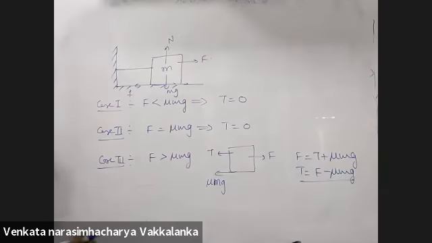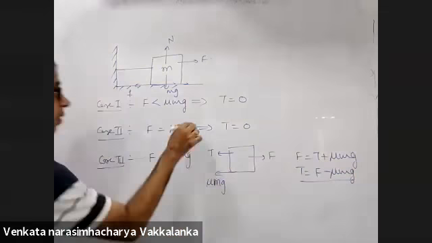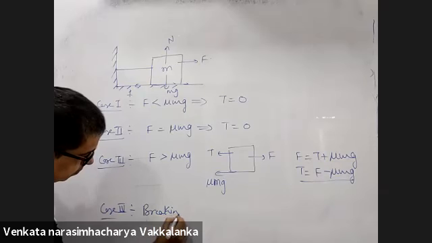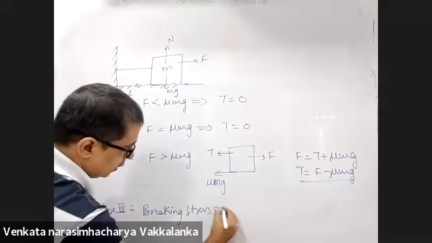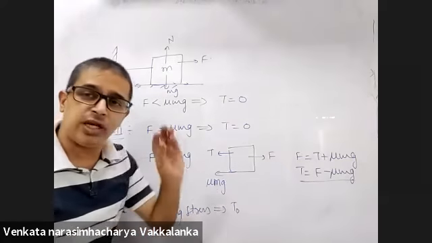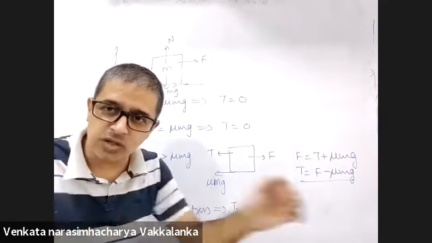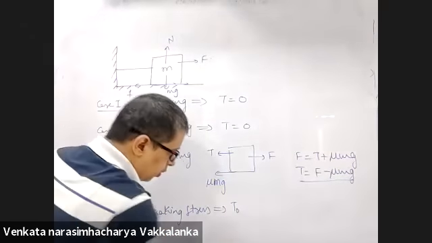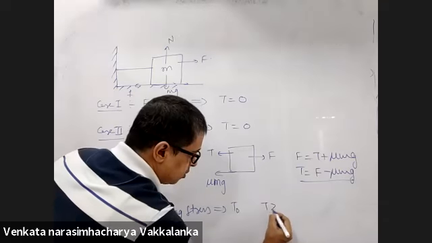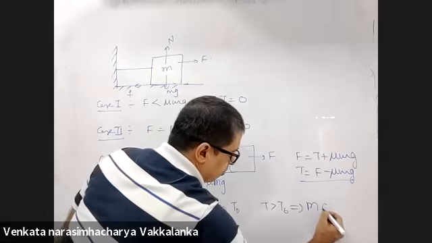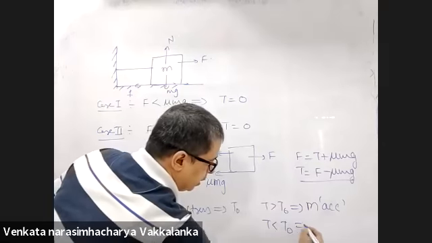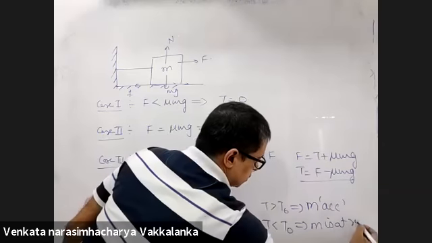Suppose you tell me that breaking stress in the string is T naught. If the tension becomes greater than or equal to T naught, the string will break. So now verify if T is greater than T naught. Small m accelerates. It will accelerate to the right. If T is less than T naught, small m is at rest.